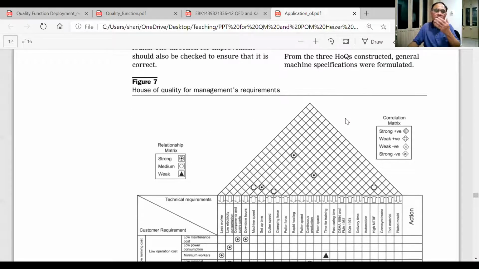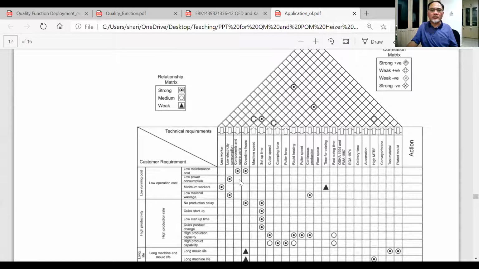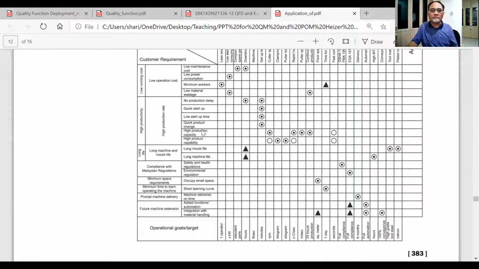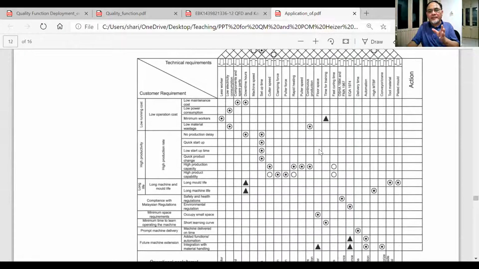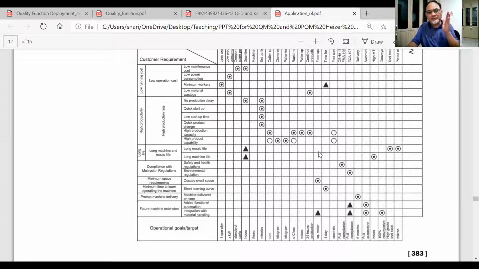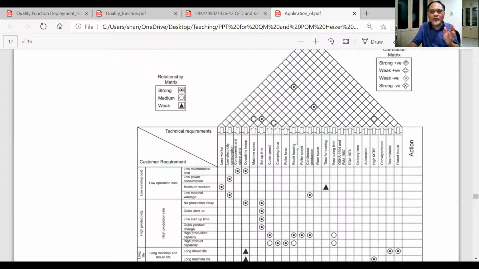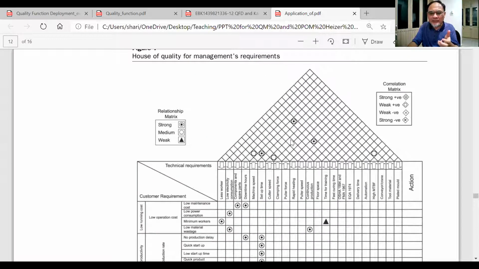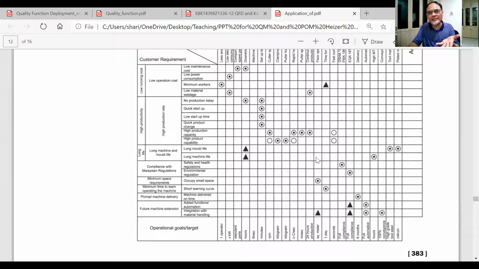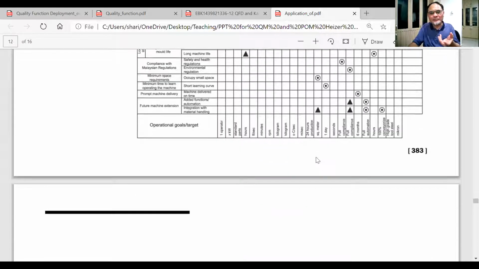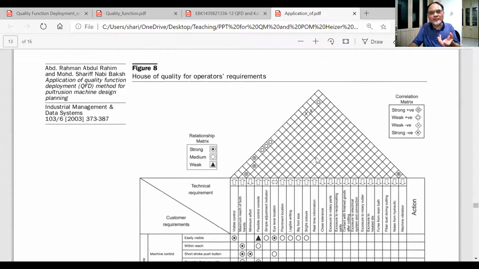Now I'd like to share, so this is the house of quality for management requirement in terms of this pultrusion machine. We can see here low cost maintenance, low power. This is the customer requirement. This is technical requirements. Okay, and it is logical, clear, step by step. It takes time, but at the end of the day, you'll be able to understand your product better. You'll be understanding even your management requirement better. Okay, it is your creativity to develop different kinds of QFDs.